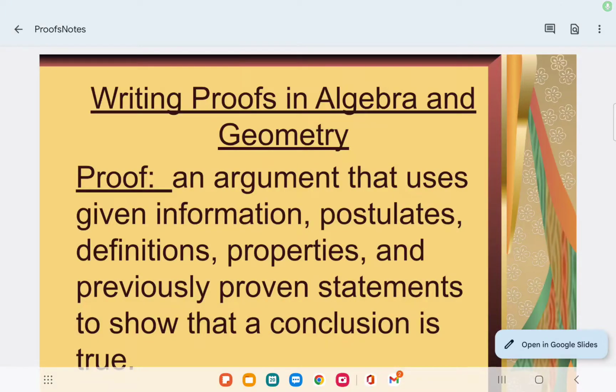And we are talking about proofs in algebra and geometry. This is just an introductory lesson, and we'll be doing more with this later on. A proof in mathematics is an argument that uses given information, postulates, definitions, properties, and previously proven statements, often called theorems, to show that a conclusion is true.